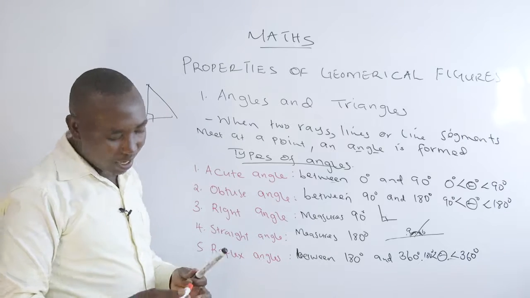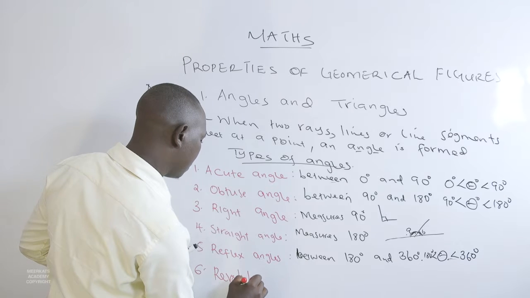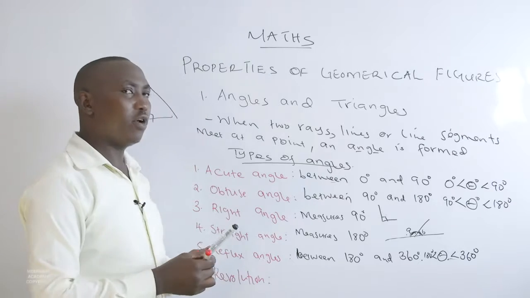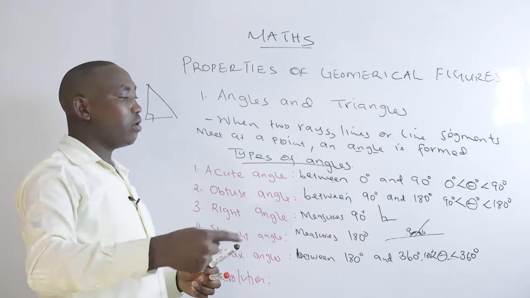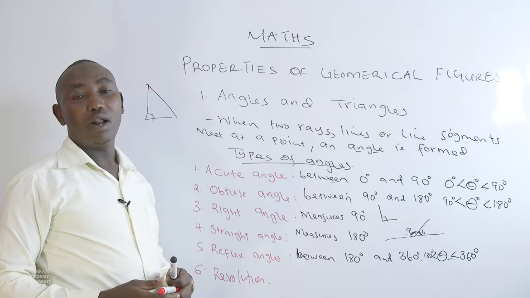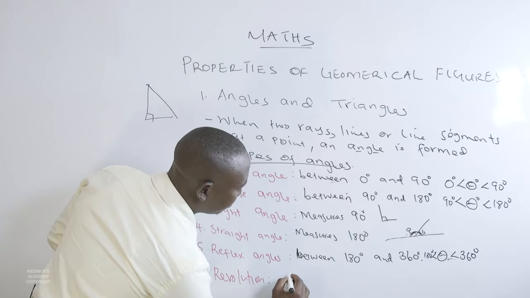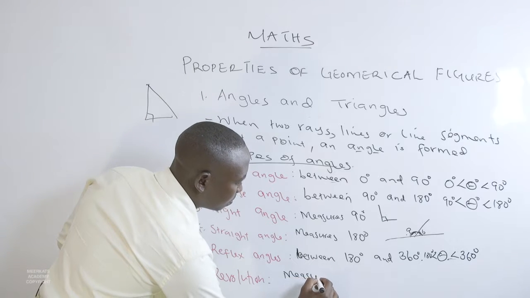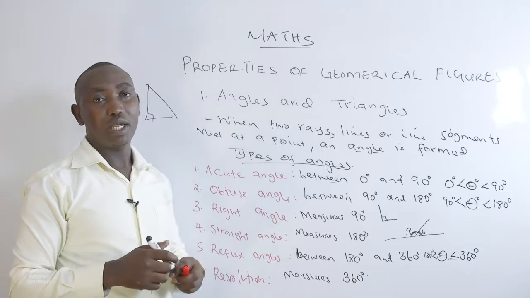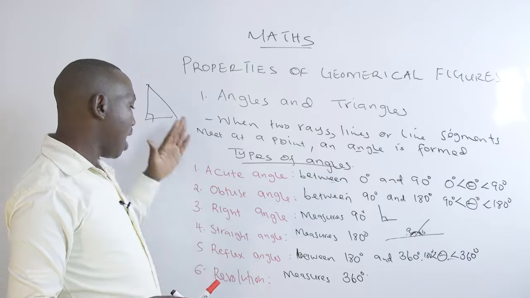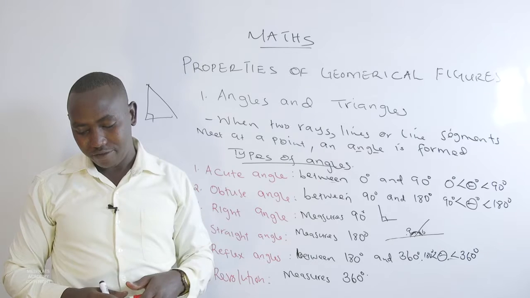Then we have a revolution. Revolution means you go round something, and when you go round a figure, you will have covered a total of 360 degrees. So these are the 6 main types of angles that we have.